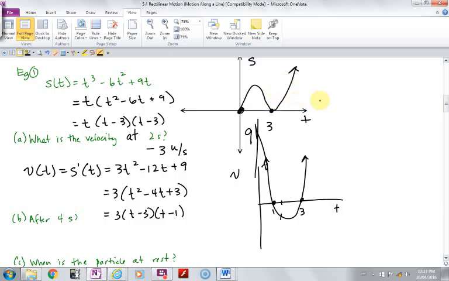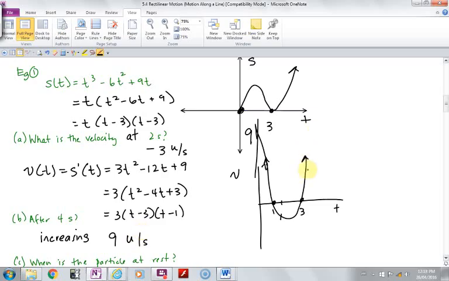Yeah, the velocity is increasing, right? After 4 seconds, it is increasing. And what I'm really asking you is, what is the velocity at 4 seconds? So we just put 4 in here. 4 minus 3 is 1. 4 minus 1 is 3. So I have 3 times 1 times 3, and I have 9 meters per second, or 9 units per second, because I didn't put any units in here.